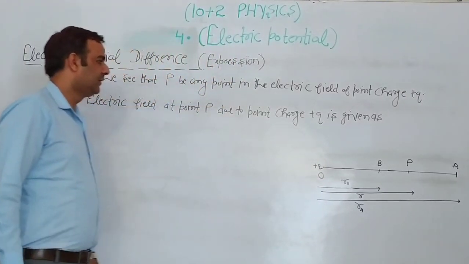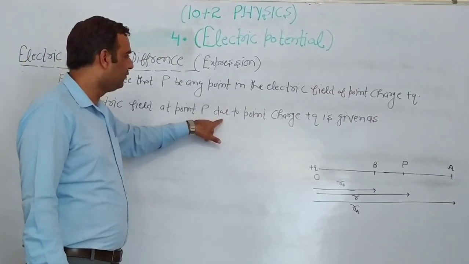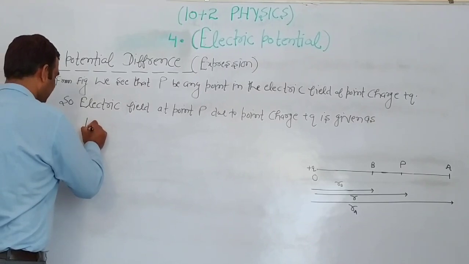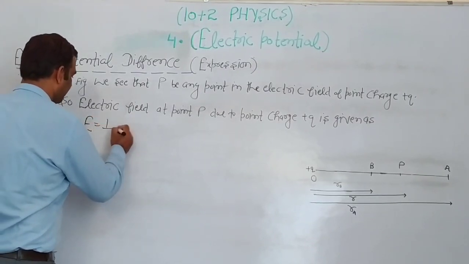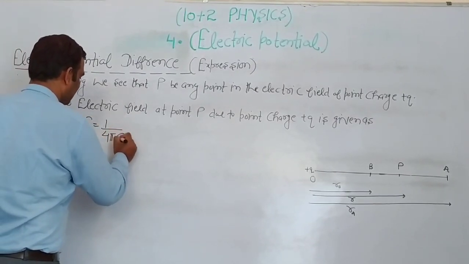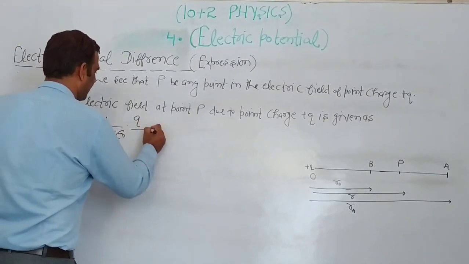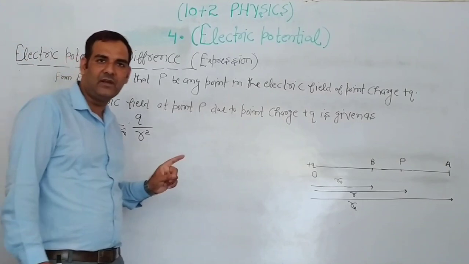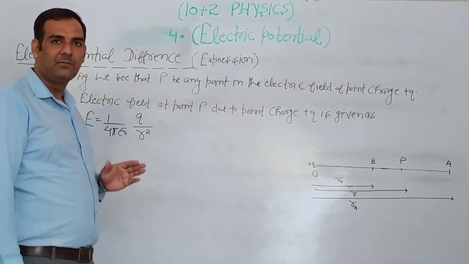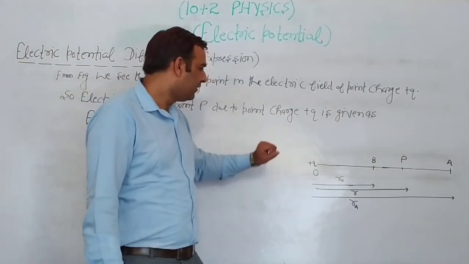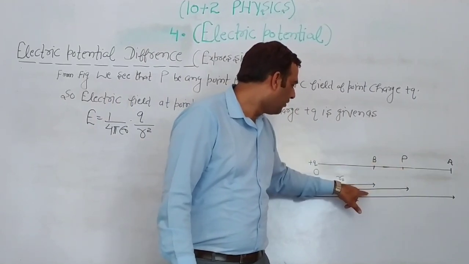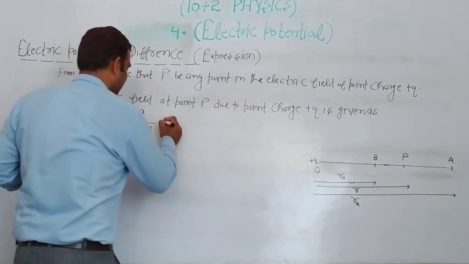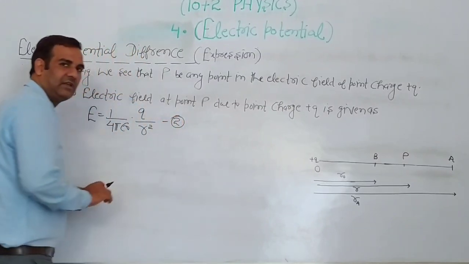Clear? As we see from here, the electric field due to point charge plus Q is given as E is equal to 1 upon 4 pi epsilon naught, Q upon r square. This is the electric field produced by point charge plus Q at a distance small r at the point P. Clear? This is equation number 2.